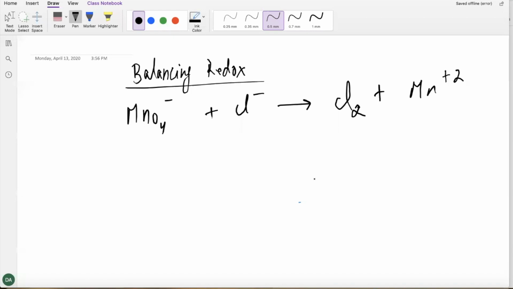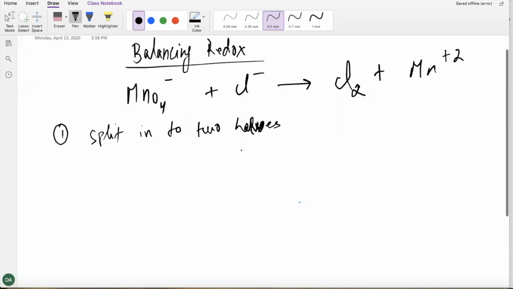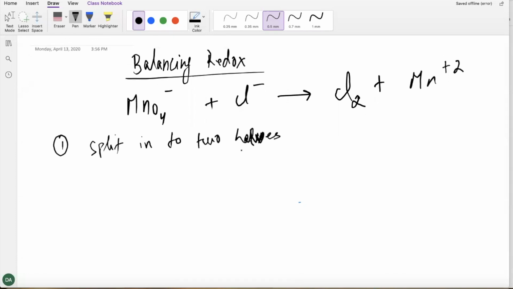Okay. So guys, our first step is we're going to split our reaction into 2 halves. Now, what do we mean by 2 halves here? So guys, by 2 halves, we mean this. We are going to split this reaction into 2 halves, meaning we're going to pair up similar molecules on one side. Let's see, what does that mean?